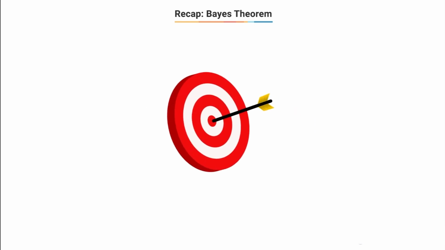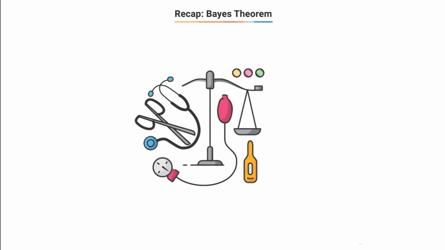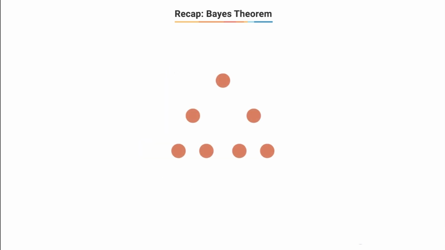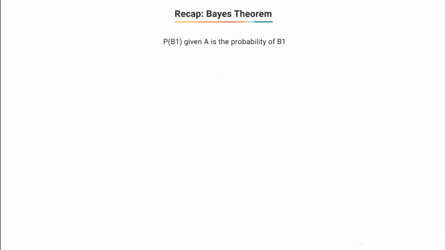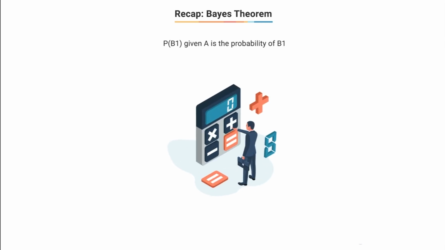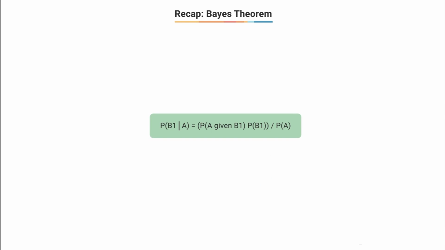So what is the objective of this problem? Let's say a malpractice suit is filed today. Then what is the probability that the suit was filed against hospital 1? In other words, we want to calculate P(B1 given A), that is, probability of B1 given A. So how do we calculate this? Recall our earlier formula of Bayes' theorem, which was probability of B1 given A equal to probability of A given B1 into probability of B1 divided by probability of A.